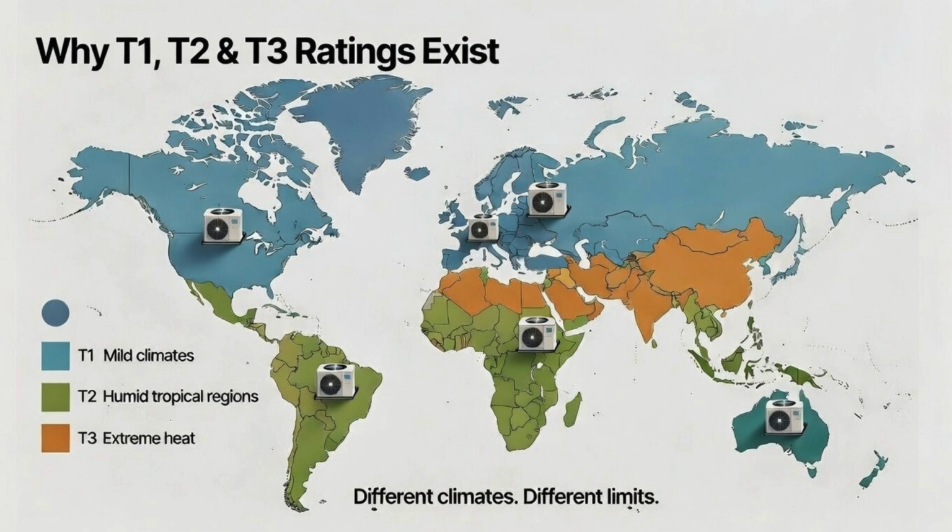Why do T1, T2, and T3 ratings exist? Air conditioning manufacturers sell equipment globally. A unit used in Europe cannot be tested the same way as one used in the Middle East. So rating categories were created to represent different climates, allow fair comparison, and protect compressor operating limits. This is very critical to understand. T1, T2, and T3 are not efficiency grades. They are climate operating categories. They describe whether the equipment can operate safely, not how good the equipment is.